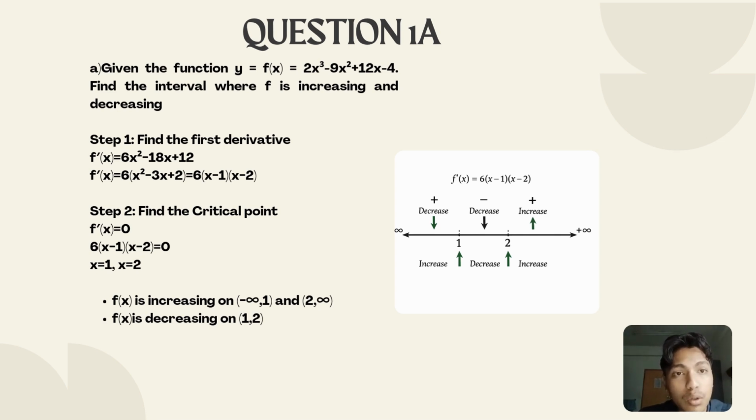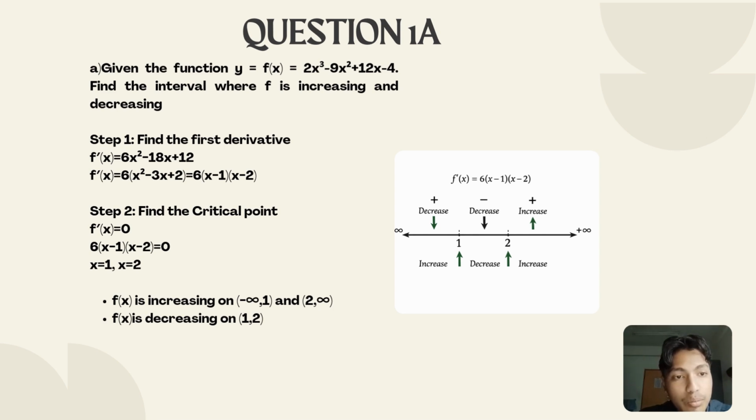For question 1a, we are given the function y equals f(x) equals 2x cubed minus 9x squared plus 12x minus 4. Our objective is to find the intervals where the function is increasing and decreasing. First, we calculate the first derivative of the function. Differentiating f(x), we obtain f prime x equals 6x squared minus 18x plus 12. This expression can be factorized as f prime x equals 6(x minus 1)(x minus 2).